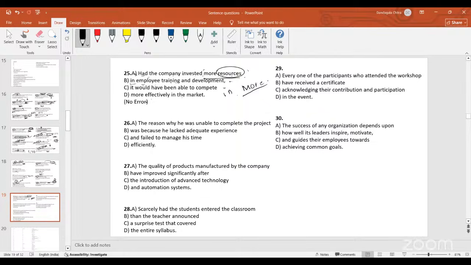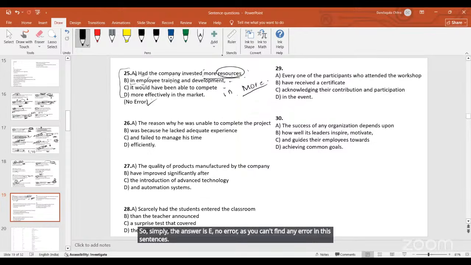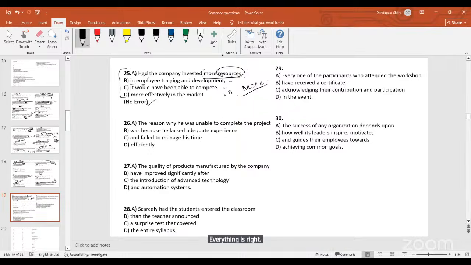So simply the answer is E, no error, as you can't find any error in these sentences. Everything is right. So the answer is no error.